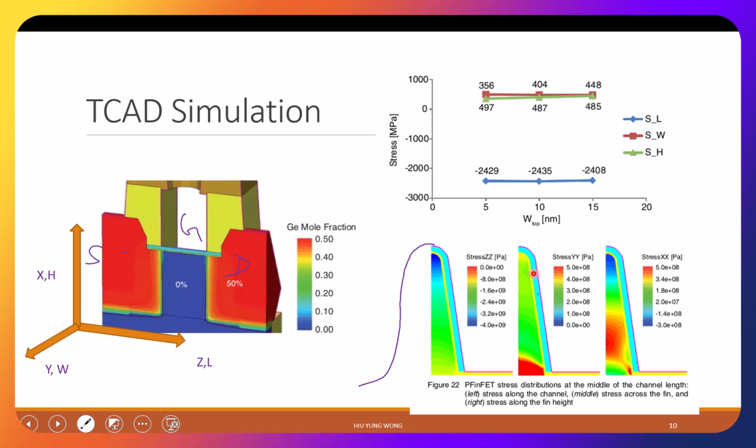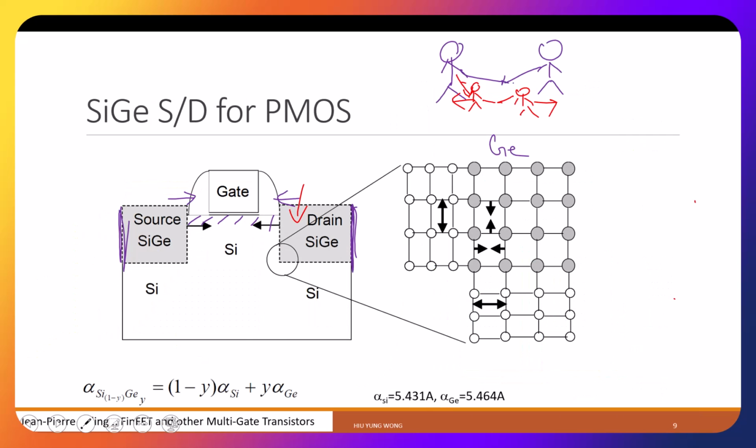Now, for the same place, I can turn on stress YY, meaning the direction cutting across the fin. Then you see that they are actually not that large, a little bit of tensile stress. 400 megapascal is not much compared with 2.5 gigapascal. So in X and Y they are all in tensile. They are going to affect the mobility, but the main point is that the compressive stress along the transport direction is going to enhance the whole mobility. This is PMOS.